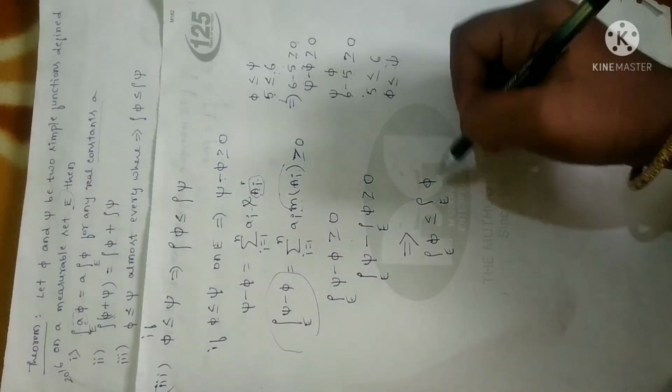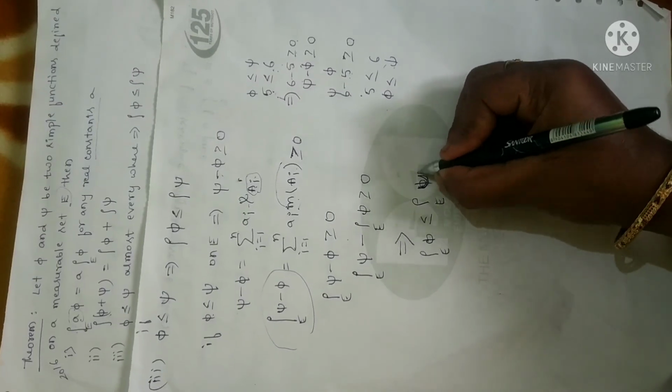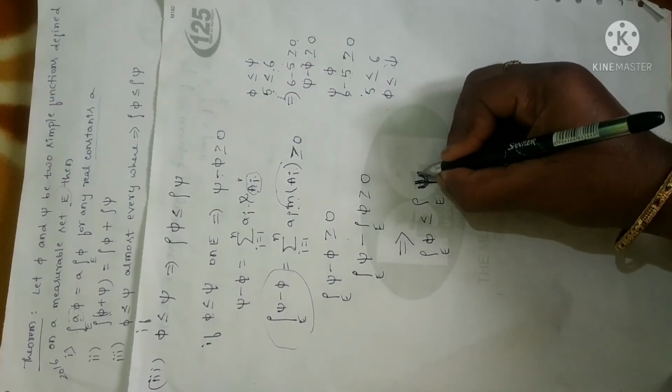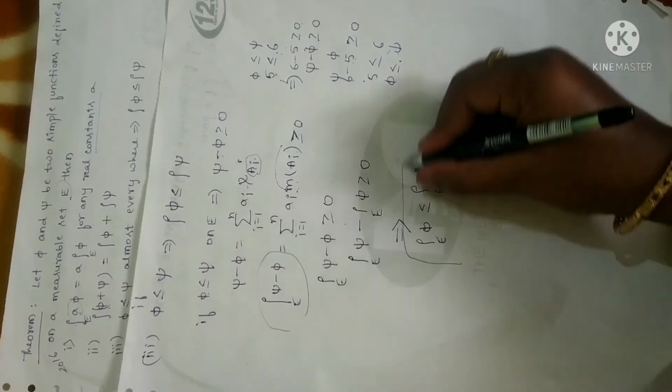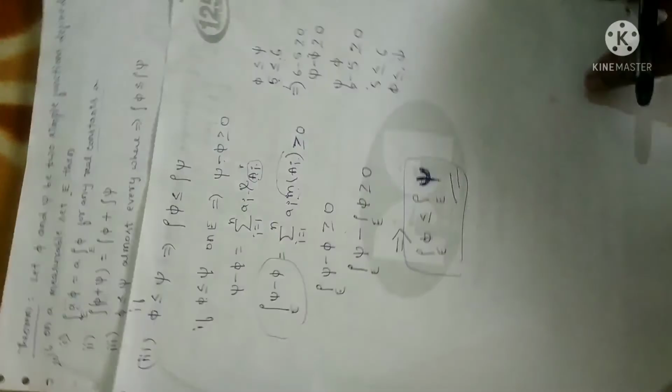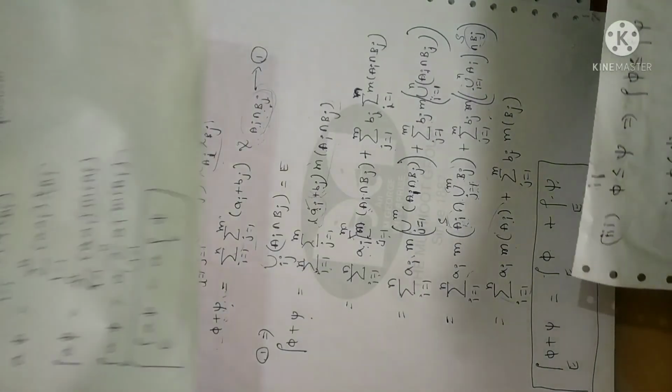So that is what I have done here. I have taken the integral over that. So what is the thing obtained? I'm sorry, this is psi. So pi is less than or equal to psi, and that is what I have proved. Hope it is clear. So this is what the third one is. Fine. So this is the theorem based on the canonical representation of a simple function.